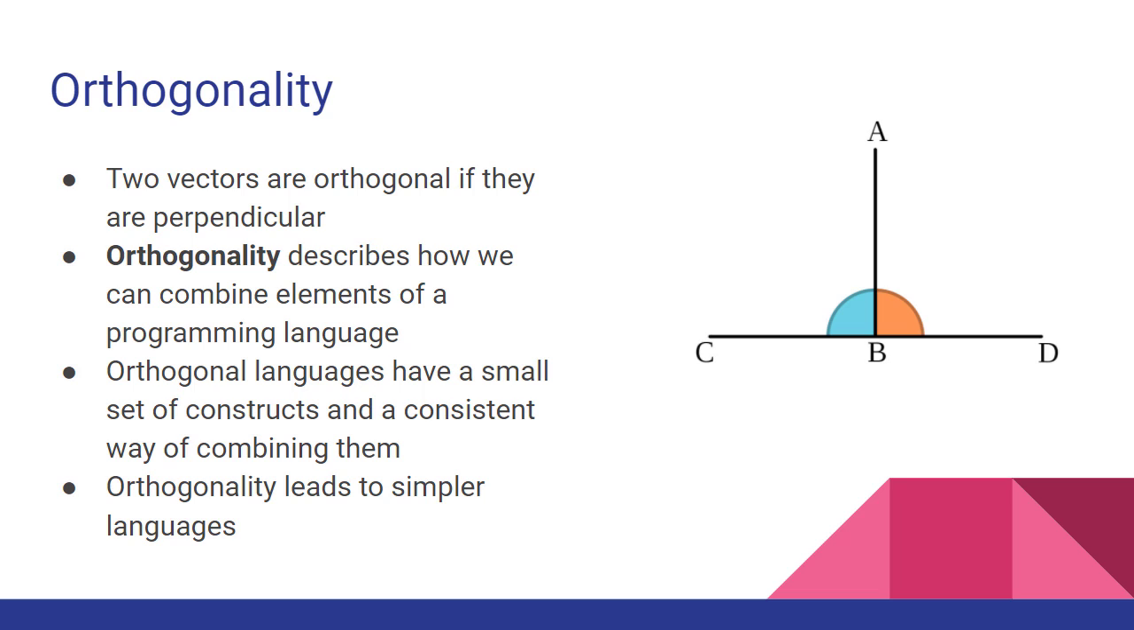So two vectors are orthogonal if they're perpendicular. Notice they don't touch very closely. Well, when it comes to programming languages, orthogonality describes how we can combine elements of a programming language. So if we have an orthogonal language, they tend to have a small set of constructs, and we can combine those constructs in consistent ways. So that leads to languages with simpler syntax.